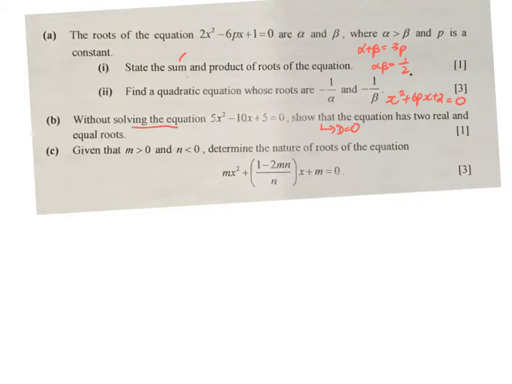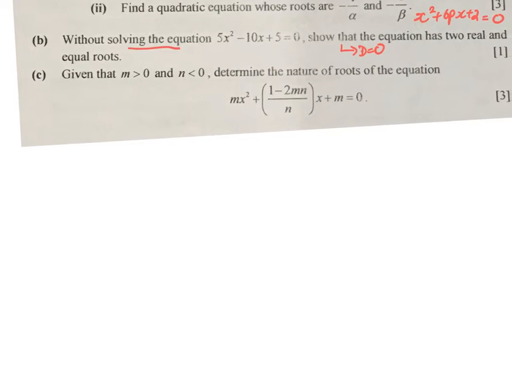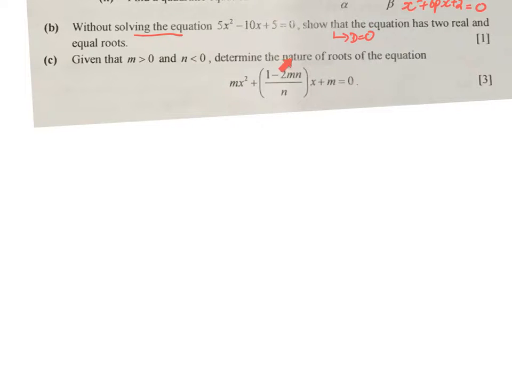Okay, so here given that m is greater than 0 and n is less than 0, we are supposed to determine the nature of roots of the equation mx squared plus (1 minus 2mn)/n x plus m. So once they have some trigger words that they're telling us that we are going to determine the nature, you know that the wording is from the chapter on discriminant. So basically, in order to determine the nature of the root, we can consider the discriminant. Okay, so you can see that this will be A, this will be B, this will be C.